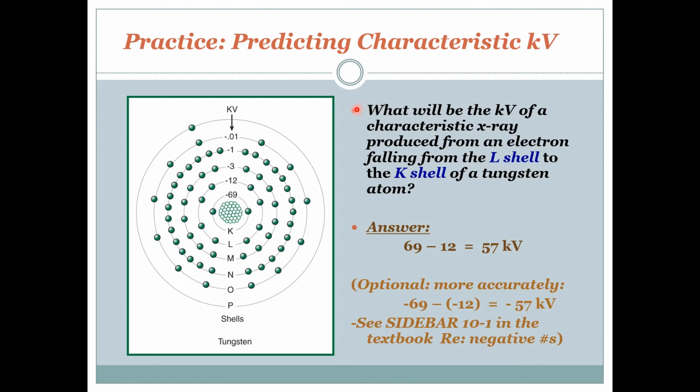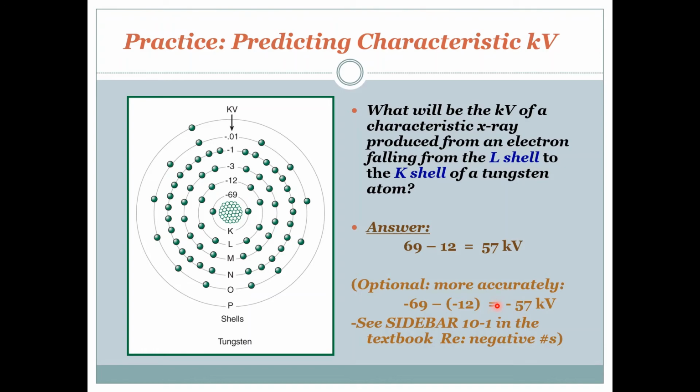All right, so what will be the keV of a characteristic X-ray produced from an electron falling from L to K in tungsten? Well, we take a -69 for the K shell and subtract a -12 from the L shell. Those two negatives turn into a positive, and it gives us an answer of 57 keV. Well, the cool thing here is that we don't care about the negative because X-ray photons don't have electric charge.